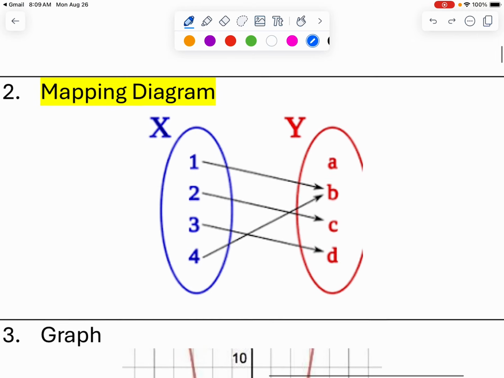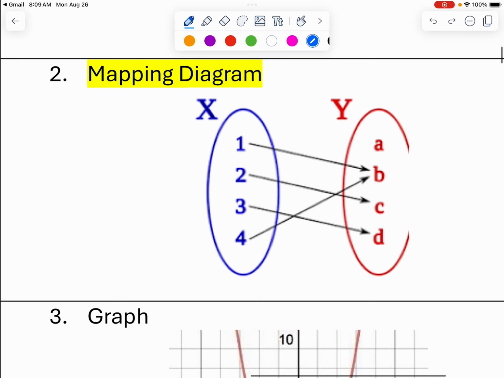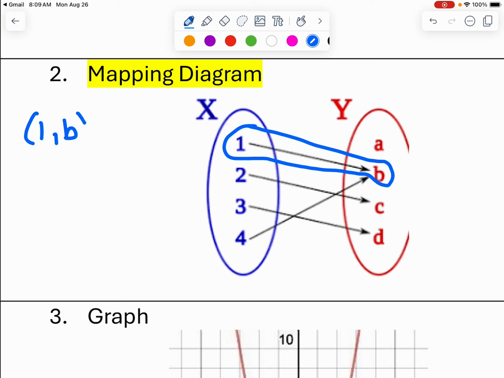The second type of relation is a mapping diagram. These should have been discussed in Algebra 1, but also they might have been forgotten. So a mapping diagram is just a different version of ordered pairs. For example, it always has to start on the left, go to the right, and use an arrowhead that points at the right. That represents the point 1B. Let's take a look at this one. This would start at 2, go to C, and this would represent the point 2C. So it's still just a list of ordered pairs.